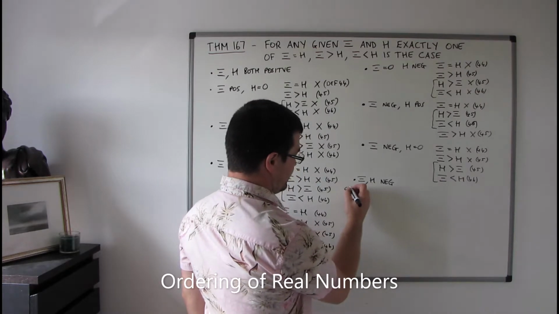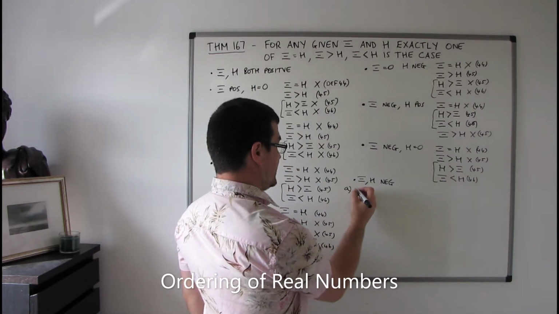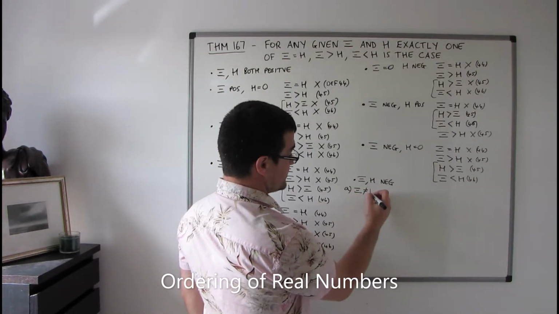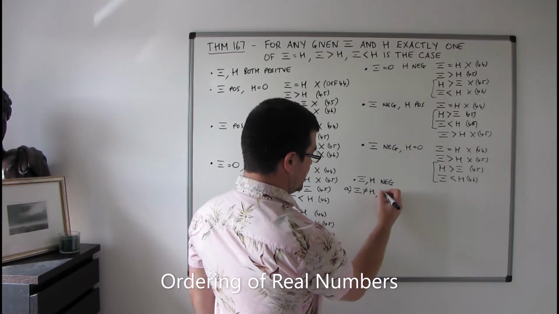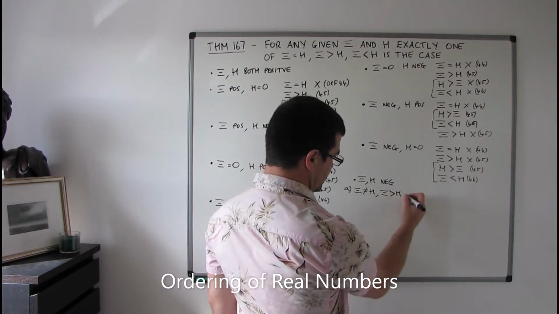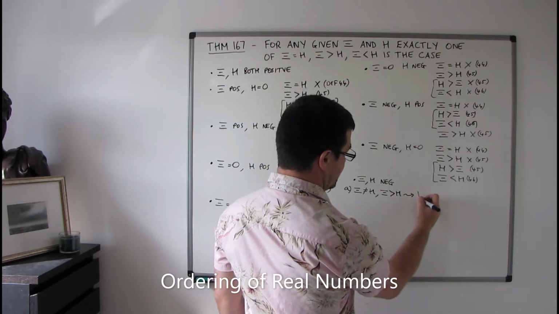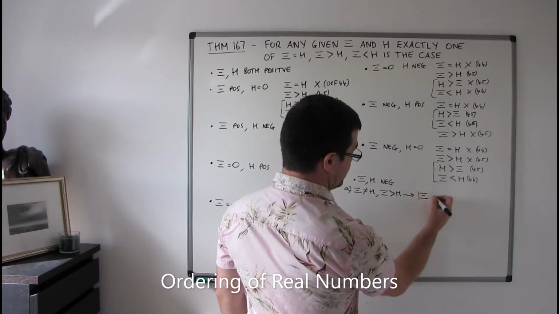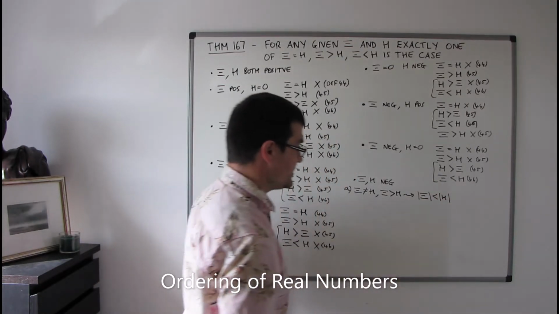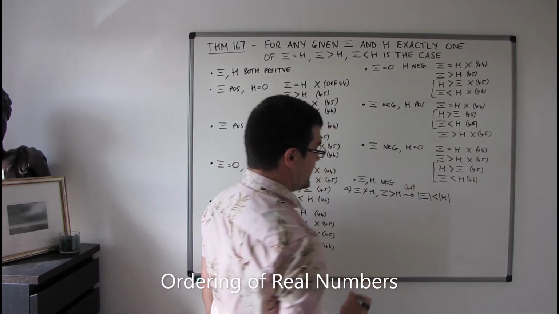So the first case that I need to consider is if psi is not equal to eta, but psi is greater than eta. So from definition 45, I'd be able to say that the absolute value of psi is less than the absolute value of eta. So that's definition 45.